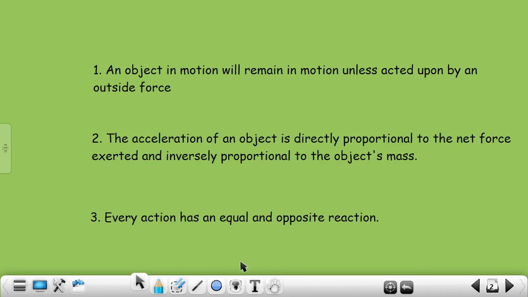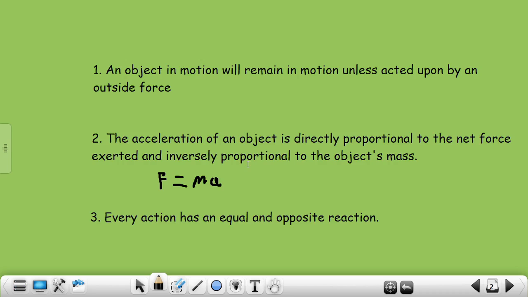Now this is essentially an equation. F equals ma. F represents force, m represents mass, and a represents acceleration.